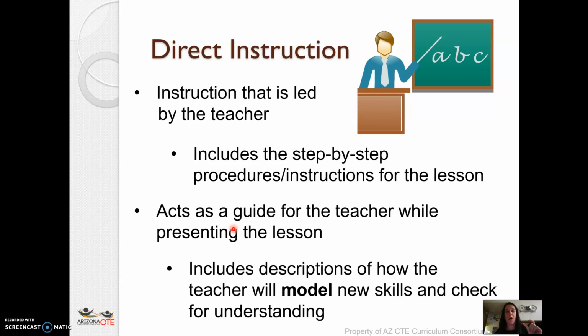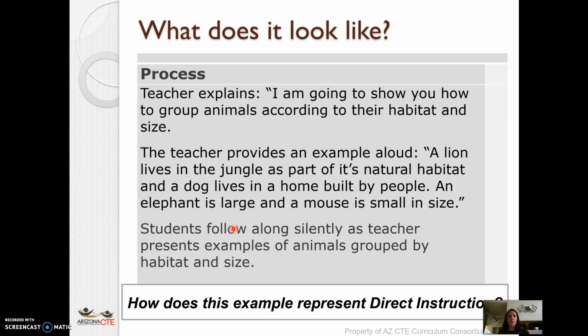So remember, you want to take steps where you stop in the middle, like on Edpuzzle, I have little steps where you write a tweet. That is a check for understanding to make sure that we are all on the same page, okay? So here is a process. Take a minute, read it, and then on Edpuzzle, please explain how this represents direct instruction.